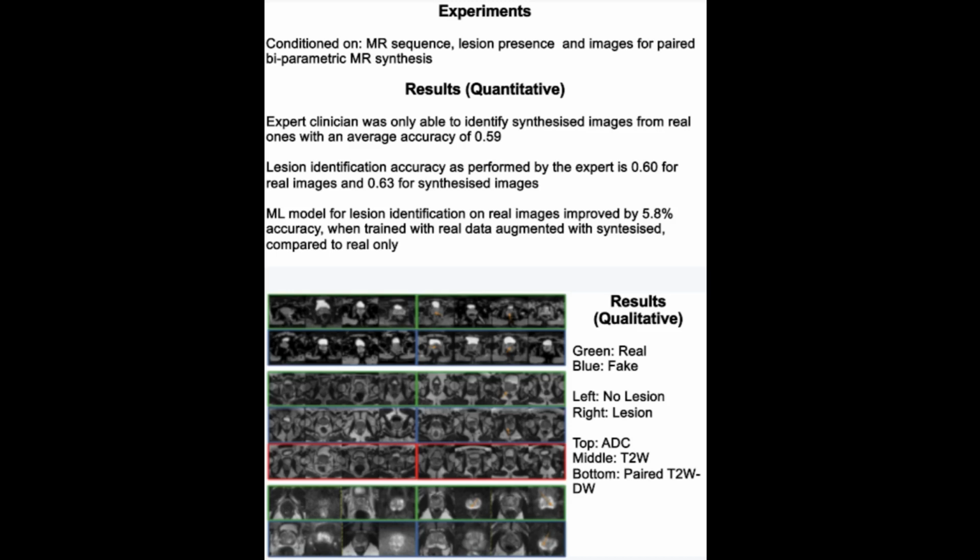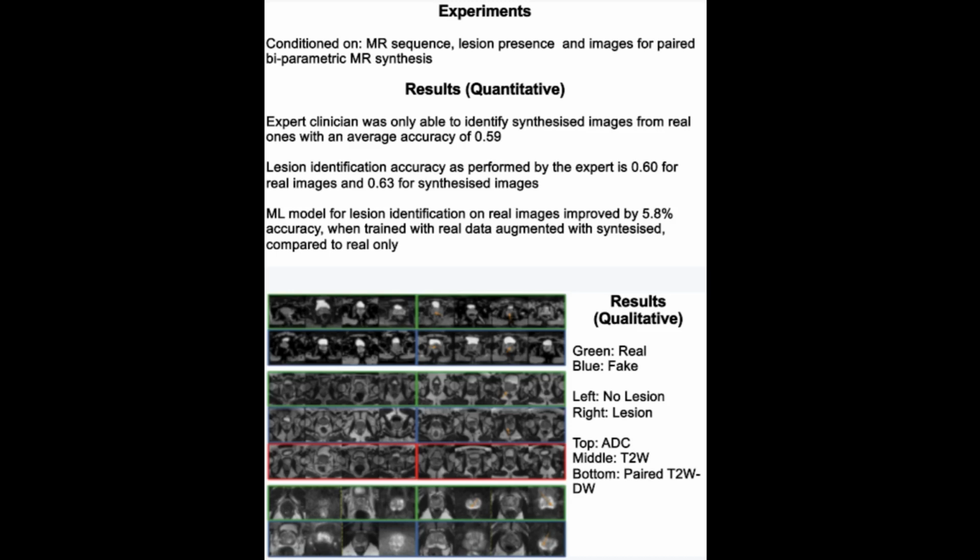Second, the lesion identification accuracy as performed by the expert was 0.6 for real images and 0.63 for synthesized images. So again, that's very close, which tells us that the distribution of synthesized images is quite close to the real images. Lastly, we trained a machine learning model, first with real data only, and then with synthesized data plus that original real data. And we got a 5.8% accuracy improvement when we trained with the real data augmented with synthesized data compared to only real.